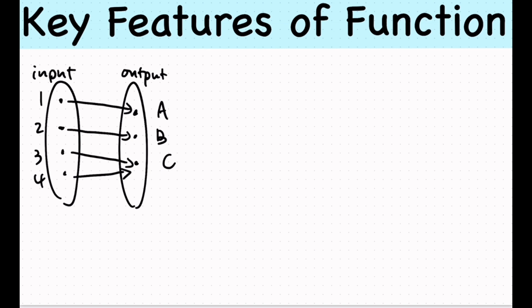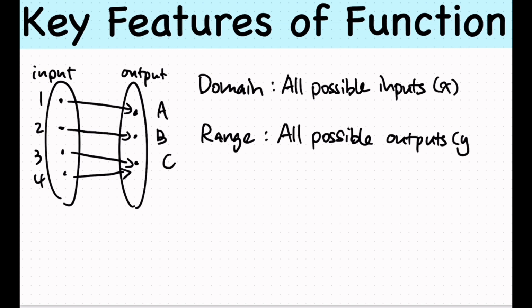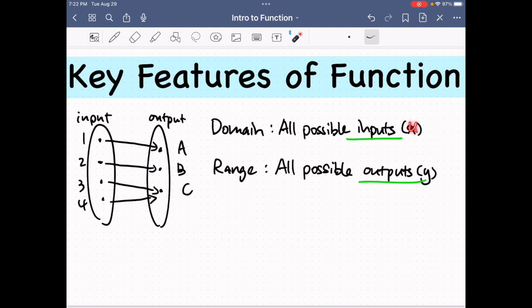Whenever we talk about functions, we always talk about domain and range. Then what are domain and range exactly? Domain represents all the possible inputs, and range represents all possible outputs. Sometimes we use all possible x values and all possible y values to represent them, but actually x and y are just conventional variables used to represent inputs and outputs. You can also use u and v to represent the inputs and outputs.